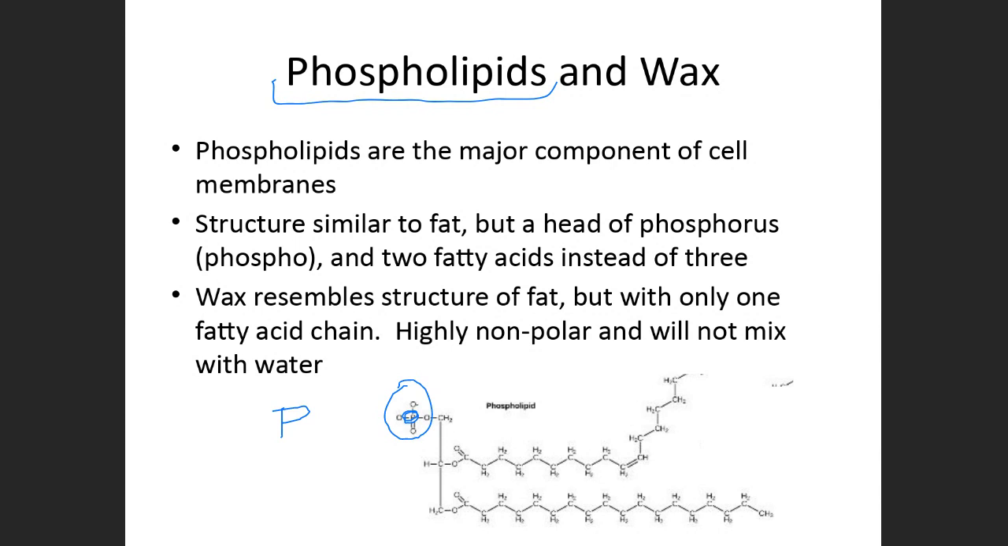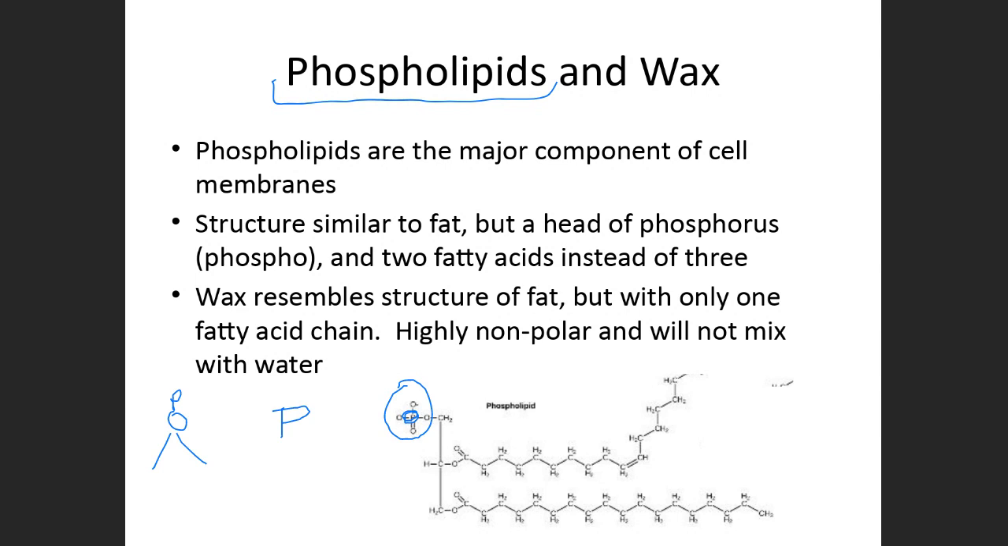And then it has these fatty chains, these fatty acids, branching off of it. So it's often just drawn like this. These would be the fatty chains, two little legs, and this head is a phosphate. A fat would resemble that, but it has just one. I mean, sorry, wax would resemble that, but it just has one chain.